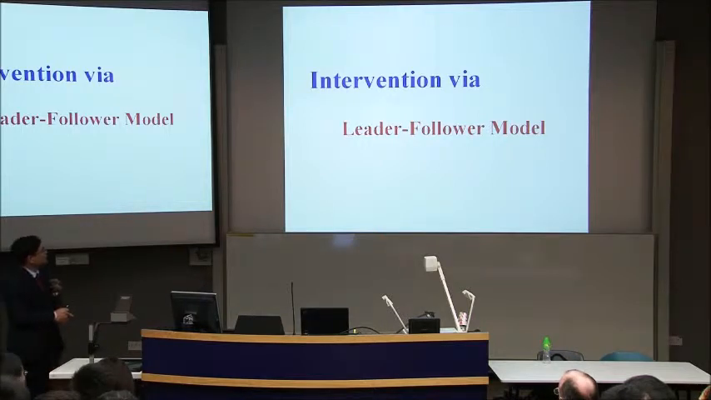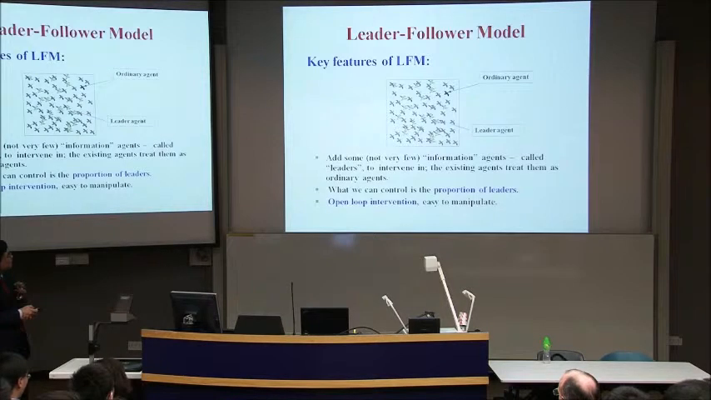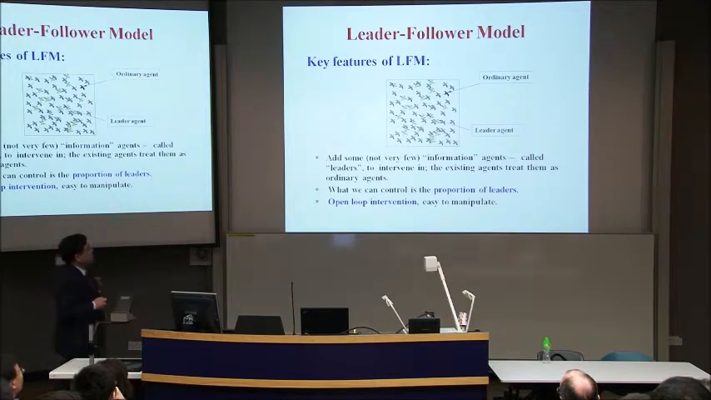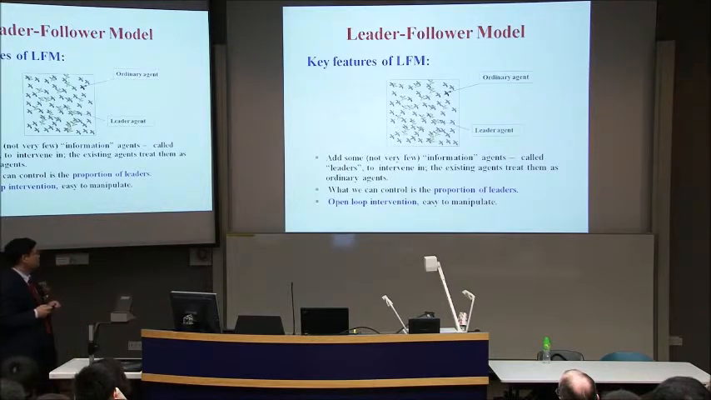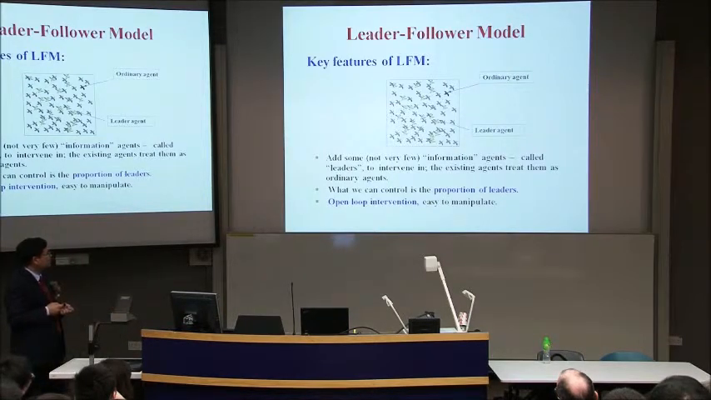So finally, let us consider another intervention method called the leader-follower model. I think many of our colleagues here are familiar with this one. We have a group of agents, some ordinary agents and some we call leader agents. This is slightly different from the previous one, because soft control uses feedback. Here, there is no feedback at all. We add a few informed agents called leaders to intervene in the existing agents, which treat them as ordinary agents.